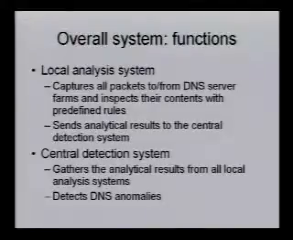A local analysis system captures all port 53 packets to and from DNS server farms and inspects their contents with predefined rules and sends analytical results to the central detection system. The central detection system gathers the analytical results from all local analysis systems and then detects DNS anomalies.